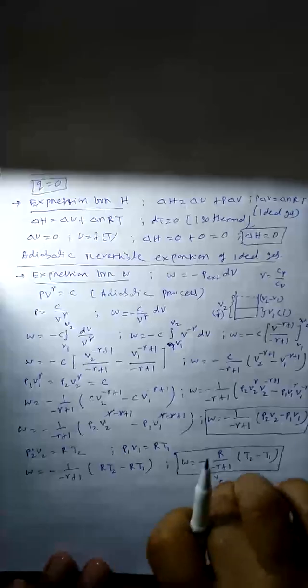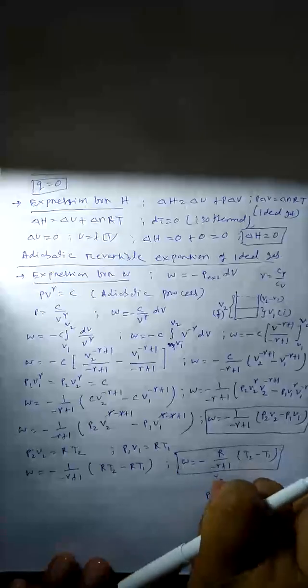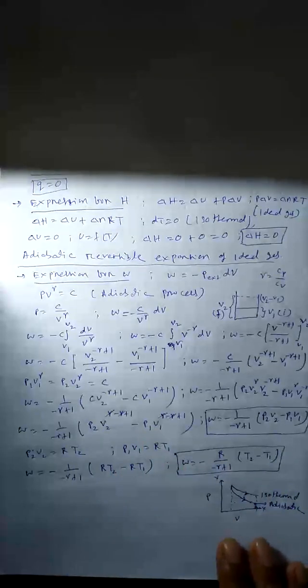Similarly also in compression, it is reversed. That means you make it a clockwise rotation, then adiabatic is up, isothermal is down. This is what happens in the case of the PV diagram for adiabatic work done.